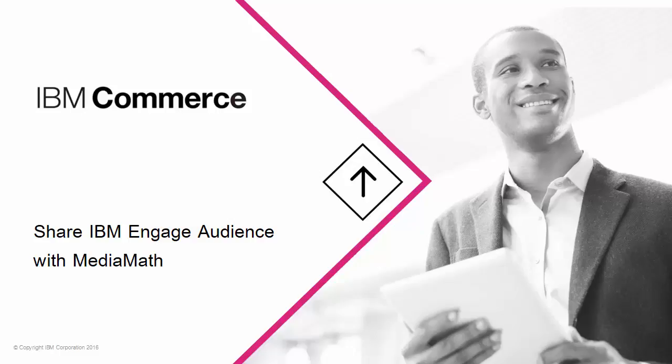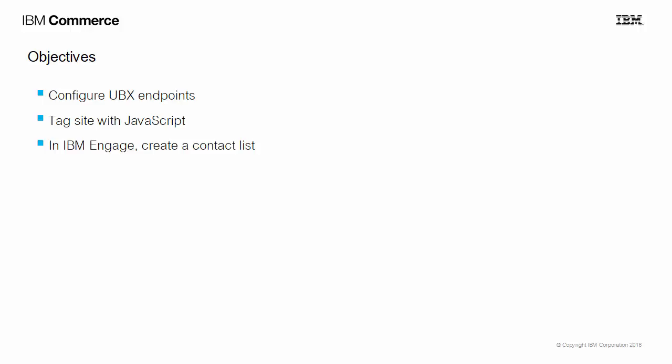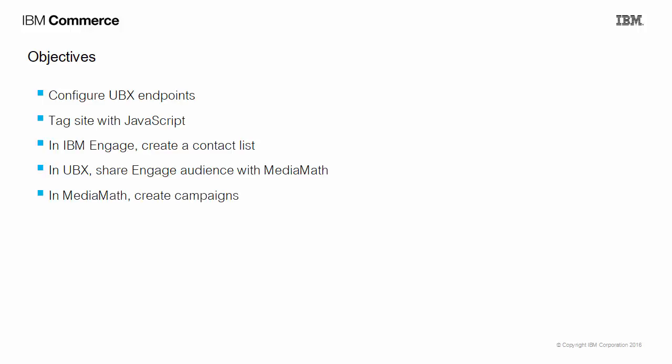In this video, you learn how you can share an IBM Engage audience with MediaMath, a demand-side platform, or DSP. You'll learn how to configure the UBX endpoints and how to tag your site with a JavaScript to identify visitors. In IBM Engage, you'll create a contact list or query that you'll then share as an audience in UBX. That audience is then available in MediaMath T1 for your campaigns.